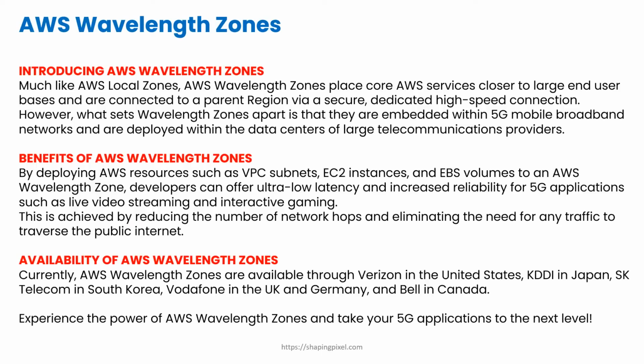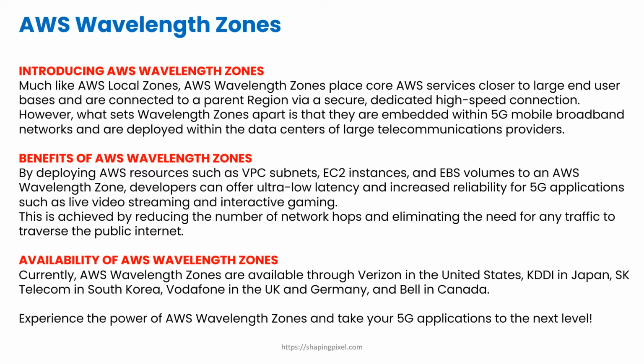So let's introduce AWS wavelength zones. Much like AWS local zones, AWS wavelength zones place core AWS services closer to large end user bases and are connected to a parent region via a secure, dedicated high-speed connection. However, what sets wavelength zones apart is that they are embedded within 5G mobile broadband networks and are deployed within the data centers of large telecommunications providers.